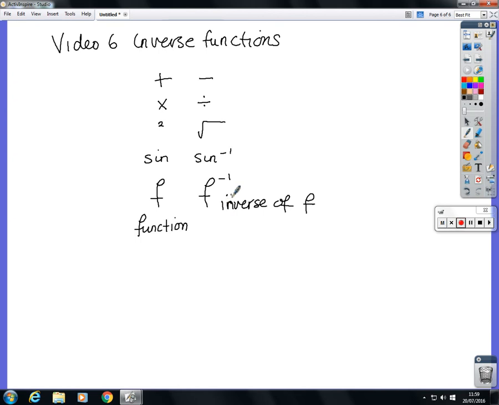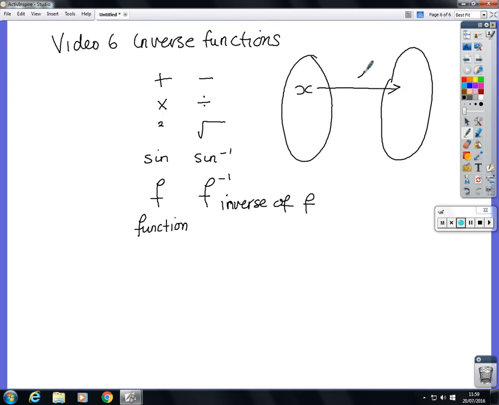Now, not all functions have inverses. The ones that do will have a one-to-one correspondence between the numbers going in and the numbers coming out. X in, f of x out. If the numbers in the domain match the one number in the range, then we can find the inverse function, which takes you back again. So f operates in this direction, and inverse of f takes us back.